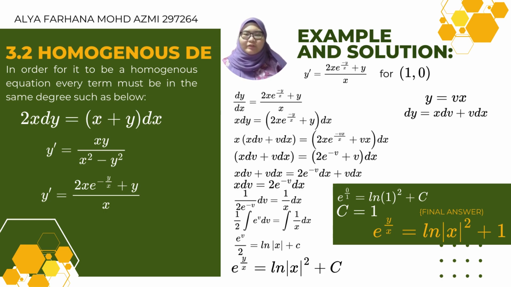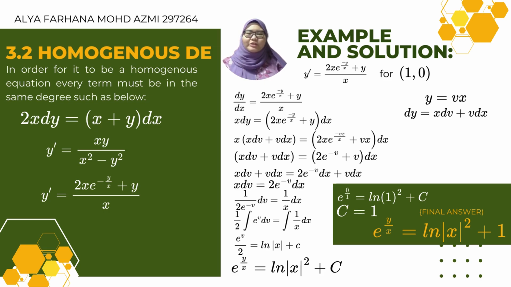Given that the derivative of y equals 2x exponent negative y over x plus y over x, for the point (1, 0). First, in order to solve this equation, we have to use y equals vx and dy equals x dv plus v dx, and substitute this into the equation itself in order to solve it.